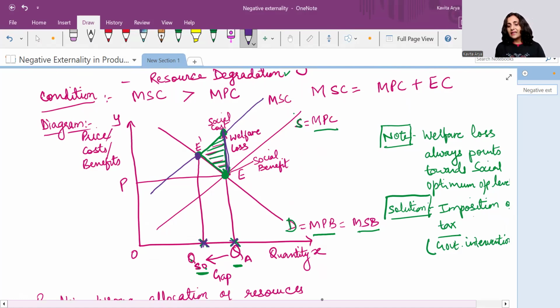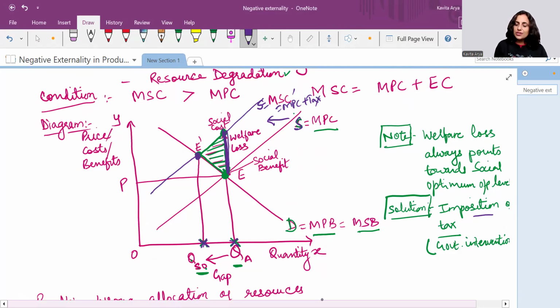So what is the solution? As it was suggested, the imposition of tax is the solution. So how much tax, and why and how? See, we have to curb this welfare loss, and welfare loss is of this quantum. So if taxes of exactly this value are imposed, that will shift this supply curve S leftwards to this S, which would be MSC dash, which would be MPC plus taxes. That is a result of the tax imposition.